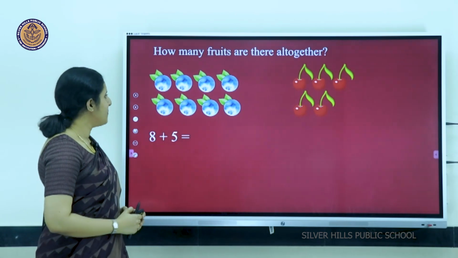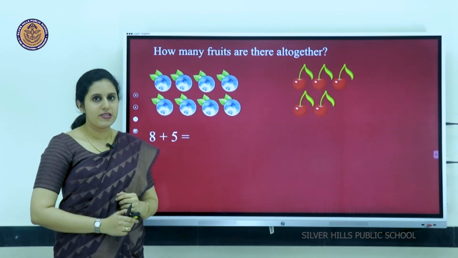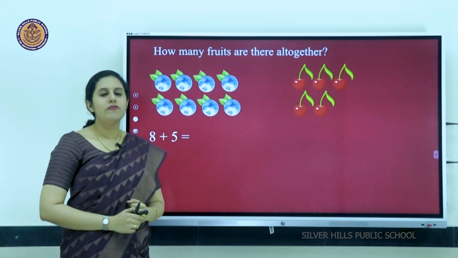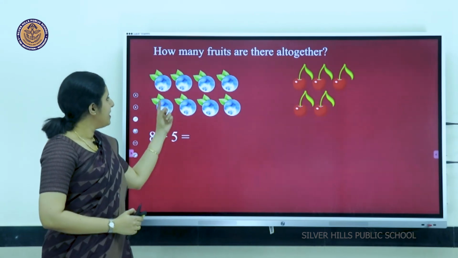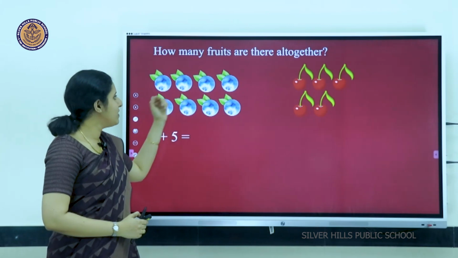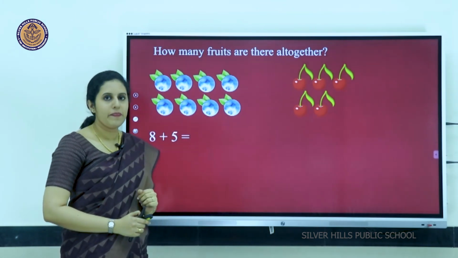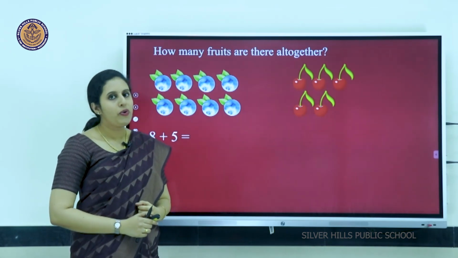Now, in this method, we have to make a group of 10 first. We have to make a group of 10 fruits. Okay, how do we do that? There are 8 blueberries on the left side. Now I have to make a group of 10 here. How do I do that?